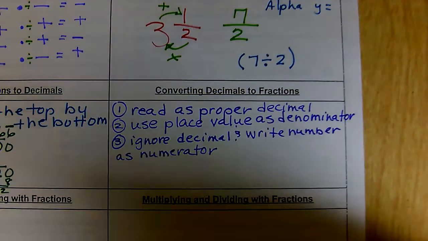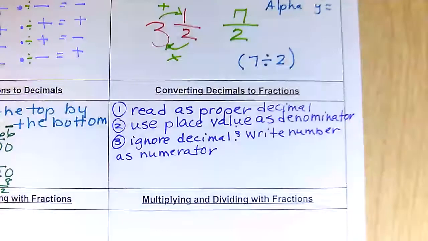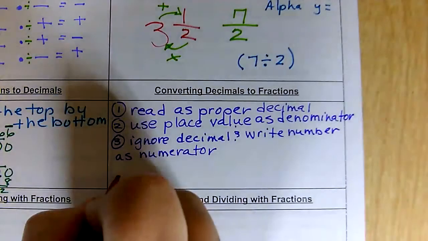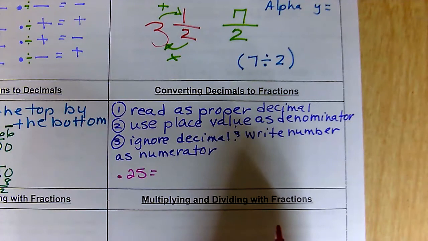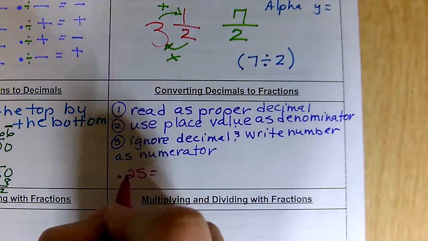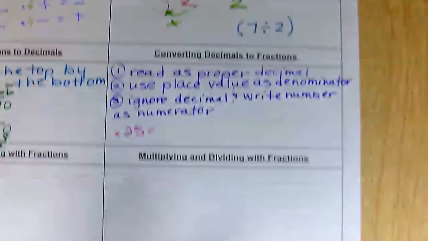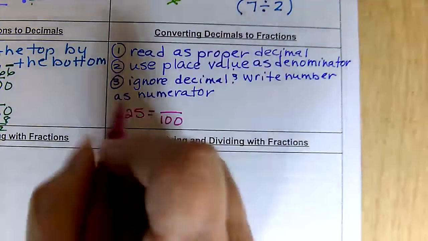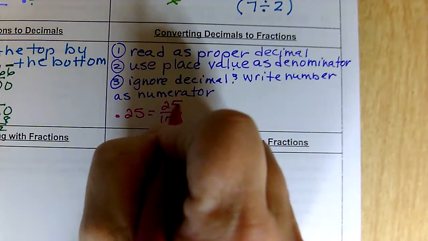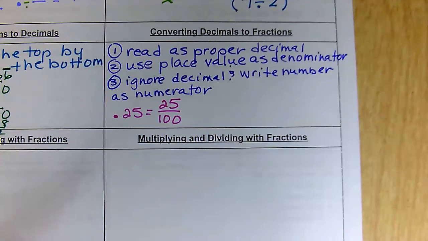For example, said read as a proper decimal. Use the place value as the denominator. So that's the tenths place and the hundredths place, right? That's the hundredths place. Ignore the decimal and then place the number on top. And then you would have that fraction.